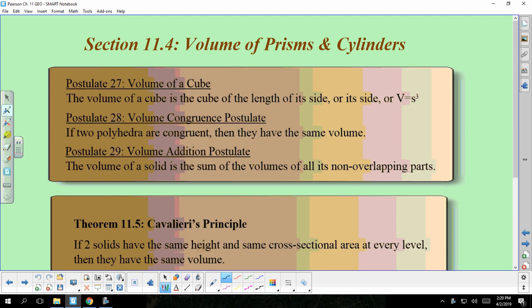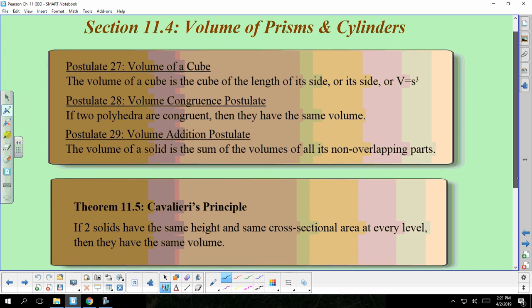Right? This is measured not in square units, but in cubic units. So, volume of a cube. Since a cube has all sides that are congruent, the volume of a cube is just the side length to the third power. Volume congruence postulate. If cube polyhedra are congruent, they have the same volume. So any congruent three-dimensional shapes have the same volume. They also have the same surface area as well.